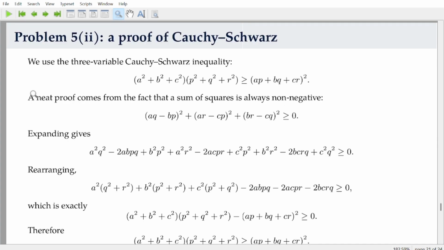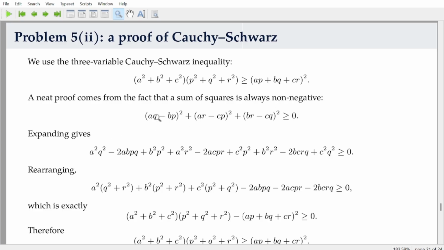So first things first, we know that a sum of squares of real numbers is always non-negative, right? If I have these three quantities all squared and I add them together, of course I'm going to get something greater than or equal to 0, because none of these terms are ever less than 0, because the squares are of real numbers. So aq minus bp all squared plus ar minus cp all squared plus br minus cq all squared has to be greater than or equal to 0.